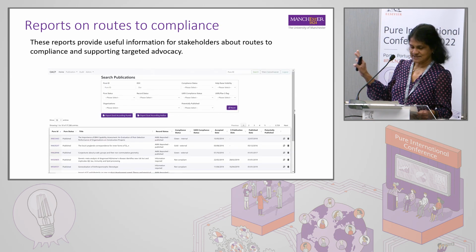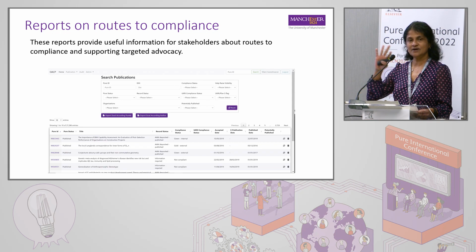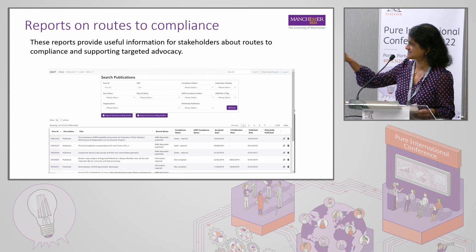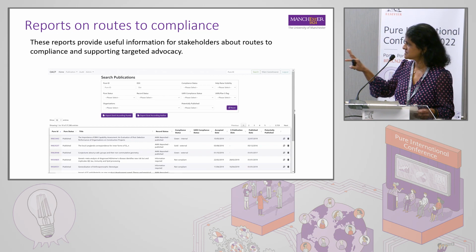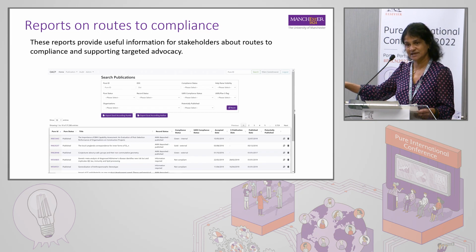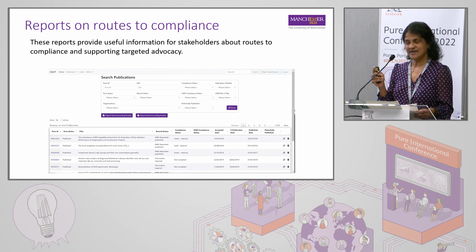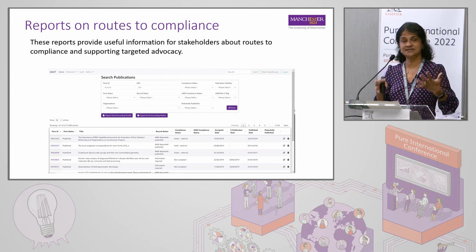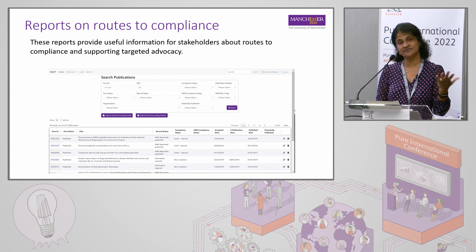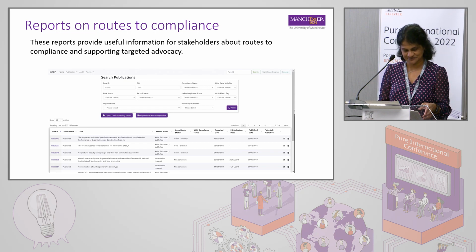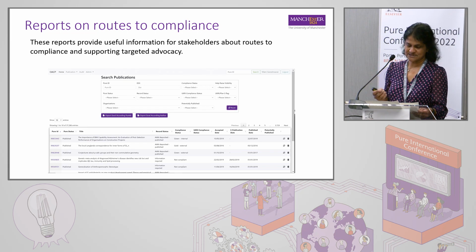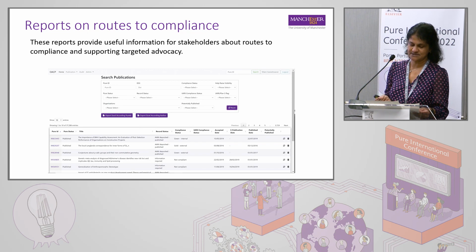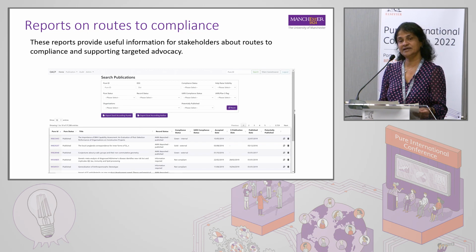This is the interface to produce all kinds of custom reports. You can see this as a rich search interface. You can search by different fields and filter the records, which you can view in the table below. With just one click, you can export into an Excel file. Sometimes you can combine it with Power BI to produce interesting dashboards, which we can then share with faculties and schools' research managers. These reports provide useful information for stakeholders about the rules to comply with and support targeted advocacy.